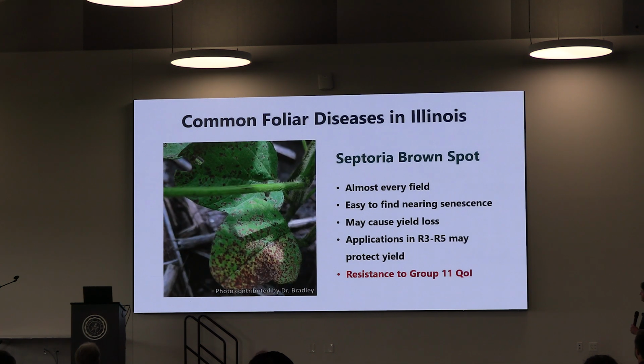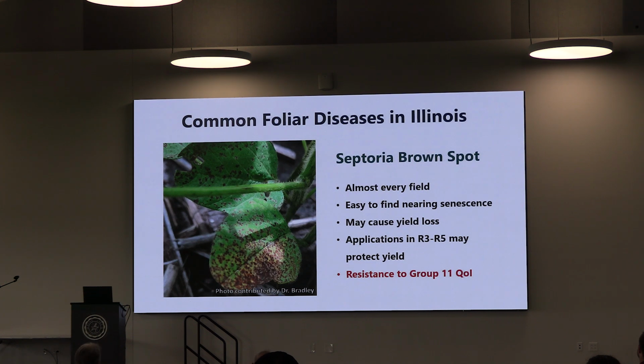So then we have Septoria brown spot, which is very common in the fields. The lesions have the same color, but are smaller and probably with an irregular shape. It's in almost every field. We can find it right after planting, but it's more common closer to senescence. It may cause some yield losses, so you may consider applications between R3 and R5 that may protect your yield.